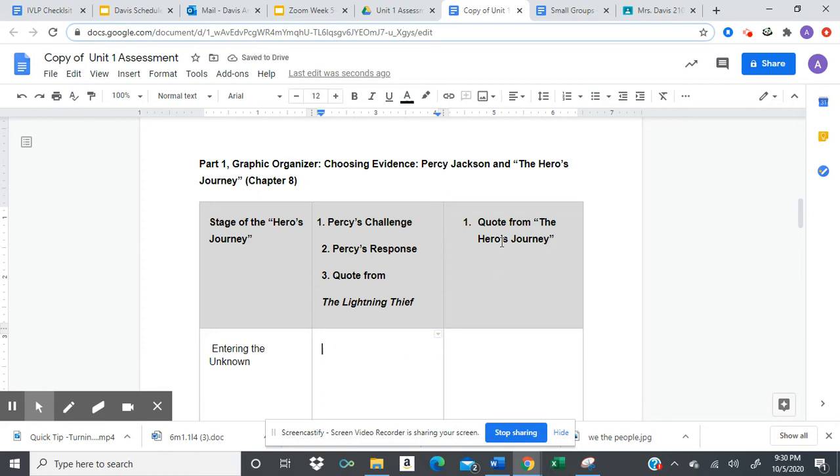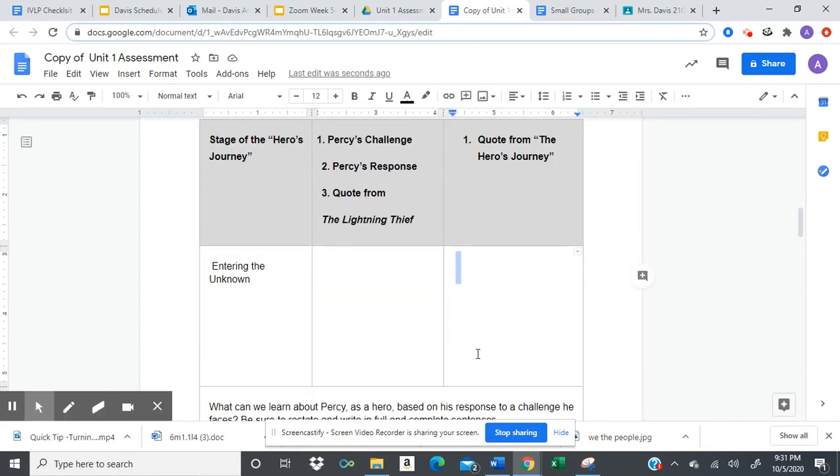All right, the next part is the quote from the hero's journey. So since you chose entering the unknown, where in the hero's journey in entering the unknown, where does that have to do with the Lightning Thief? You know, maybe he's embarking on a new journey and he sees some really amazing views and amazing sights. Well, I know that this is in entering the unknown, so you're going to want to actually quote that.